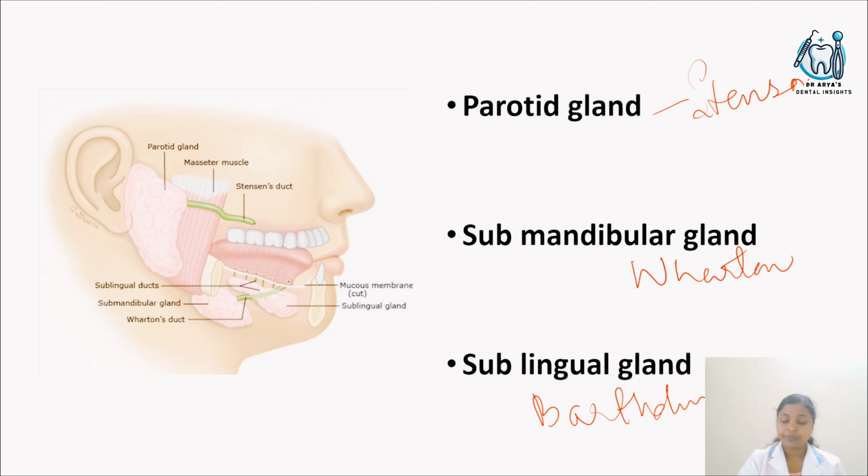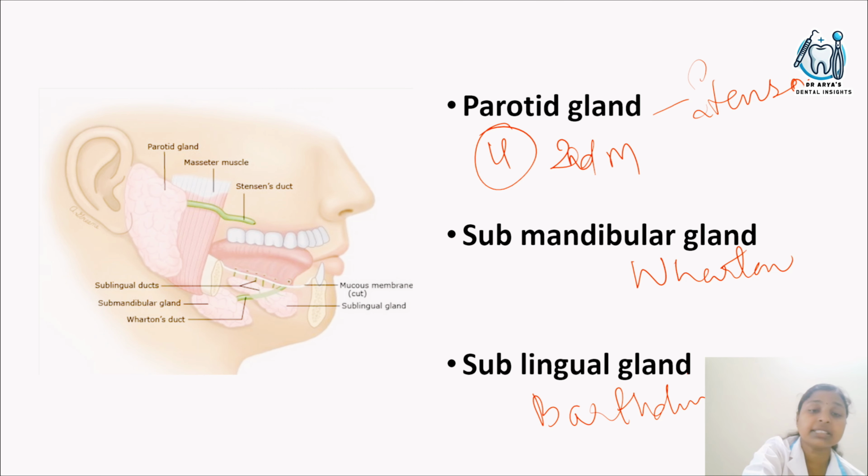So for the parotid gland, Stensen's duct opens near the maxillary second molar. So the upper second molar, that is the parotid gland and this Stensen's duct. This is the upper second molar. Here is the Stensen's duct. So the opening is near the upper second molar. Then Wharton's duct is for the submandibular gland. Where does it open? It opens at the side of the lingual frenum or carunculum sublingualis.